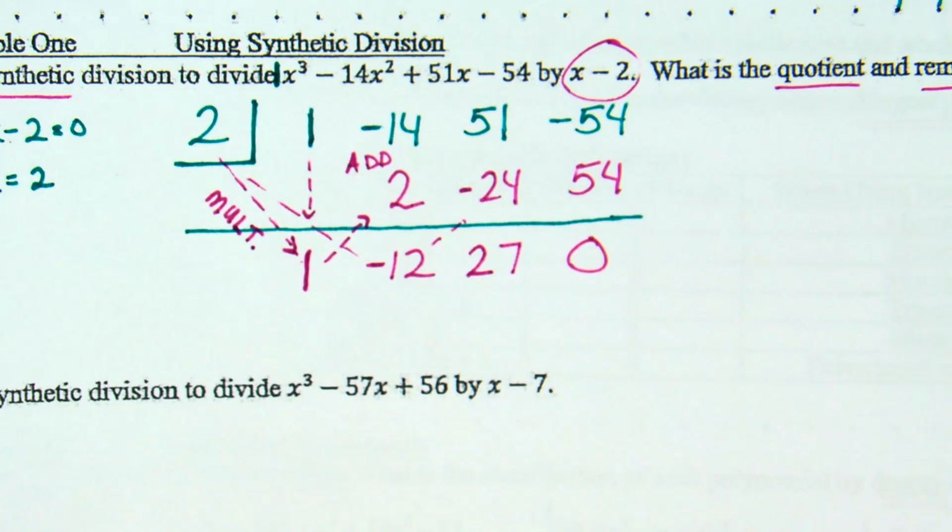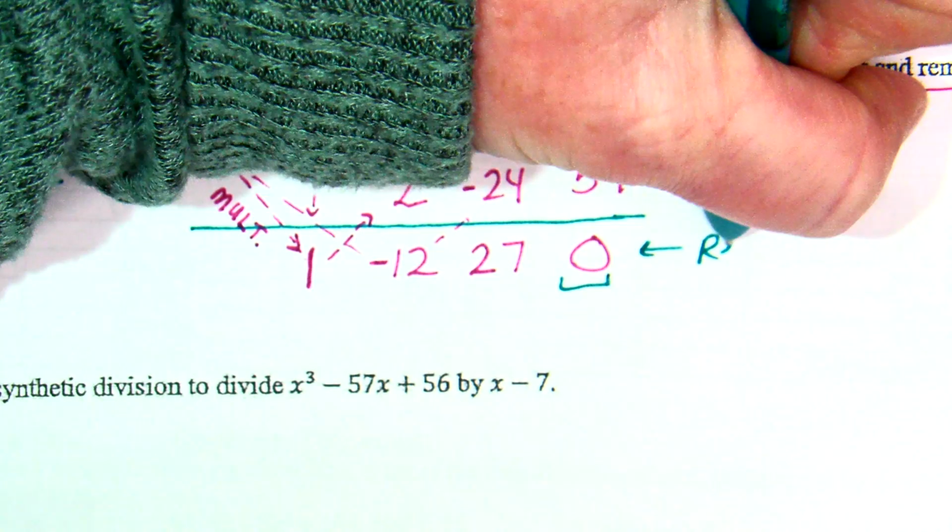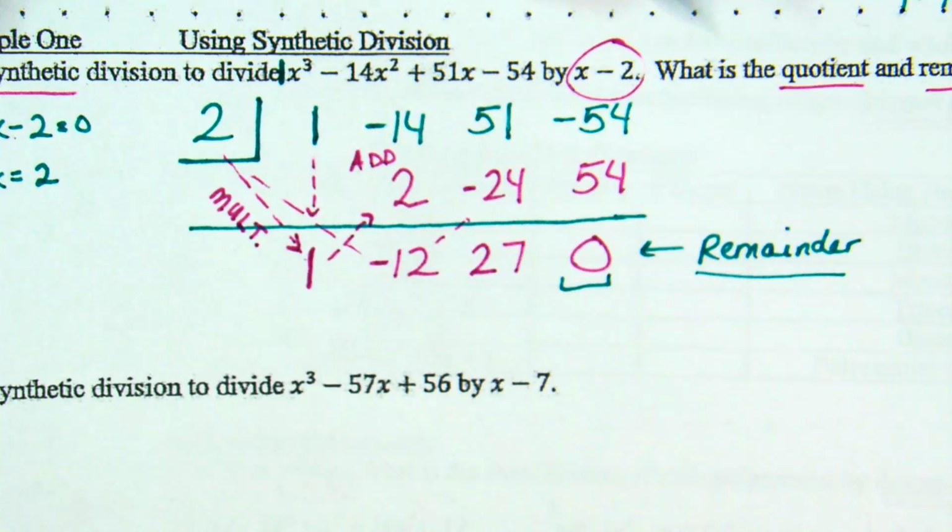If you had to guess, what would you guess that 0 represents? The remainder. Okay? This last place value right here is always your remainder. In this particular problem, my remainder happens to be 0. I'm not saying my remainder is always 0, but my remainder happens to be 0 in this case.